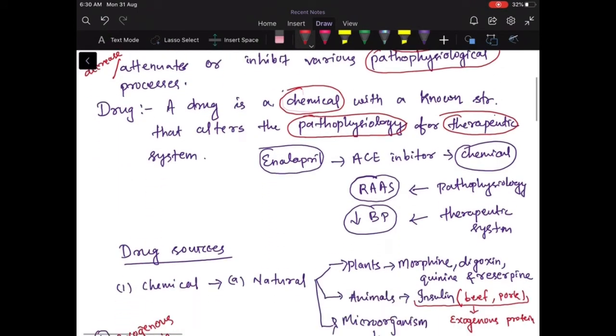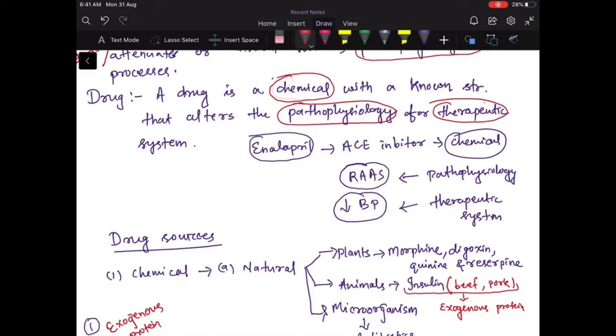Then what is a drug? A drug is a chemical with a known structure that alters the pathophysiology for therapeutic purposes. For example, the chemical we have taken, enalapril, an ACE inhibitor, angiotensin converting enzyme inhibitor, affects the pathophysiology of the body, that is the RAS mechanism, renin angiotensin aldosterone system. As a result, blood pressure decreases. That is the therapeutic effect.